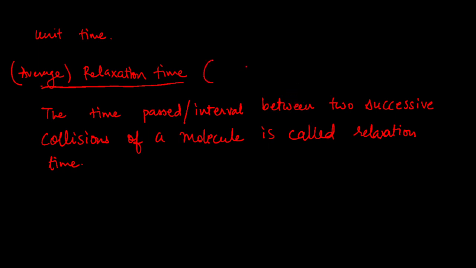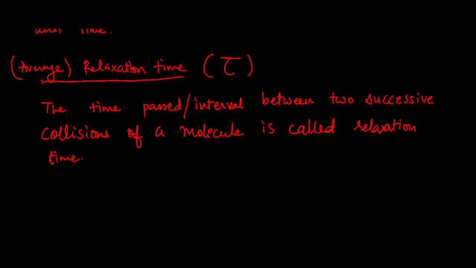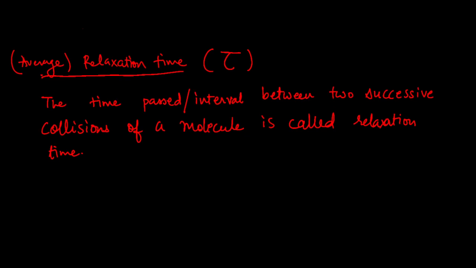The symbol of relaxation time, or average relaxation time, is tau. I know it's confusing, but there is so much physics and so many symbols, you will have to repeat them. So relaxation time symbol is tau and it means that after one collision occurs, in how much time will the next collision occur for a particular molecule.